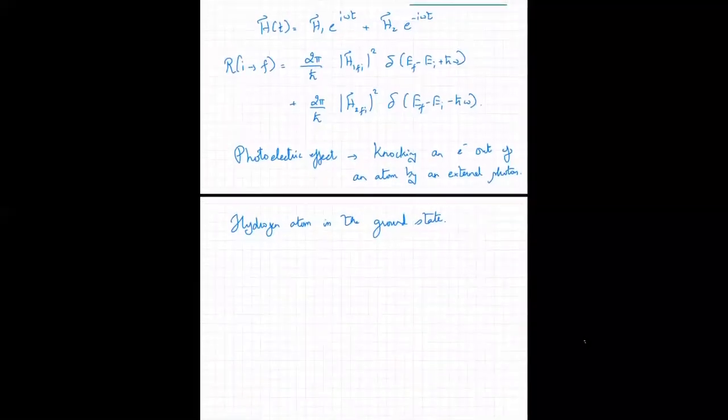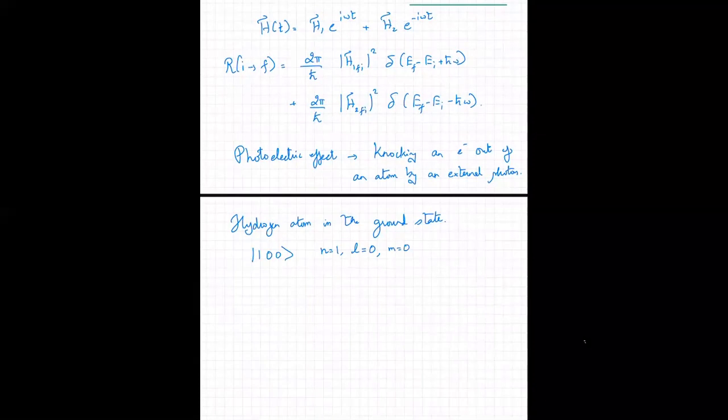So this is our initial state. What is the ground state of a hydrogen atom? Well, it is the state |1,0,0>. In other words, it is characterized by the principal quantum number n equal to 1, orbital quantum number l equal to 0, and m equal to 0.